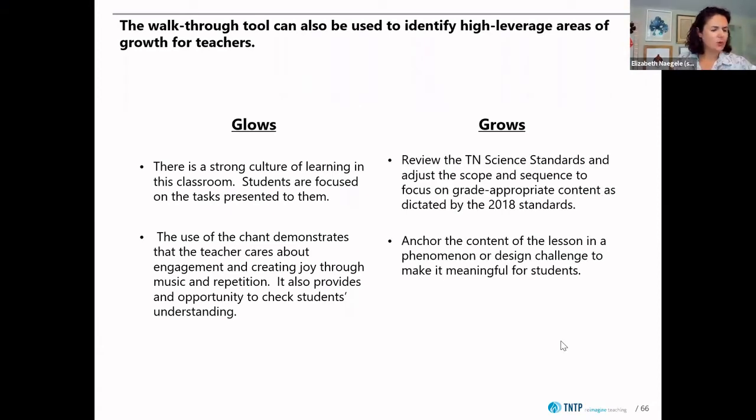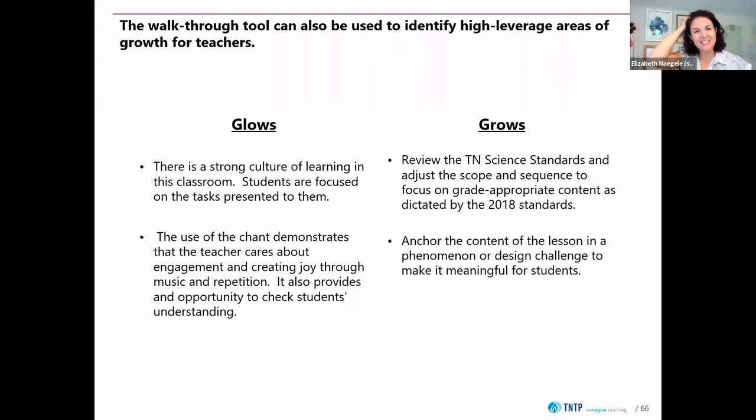So I had two grows that are related to that. I sort of phrased them as how I might present them to the teacher. The first thing that I said was that I would review the Tennessee science standards and adjust the scope and sequence to focus on grade appropriate content as dictated by the 2018 standards. As we said, this plant parts is really an old iteration of the standards, which perhaps this teacher hasn't updated in their current content. And then anchor the content of the lesson in a phenomenon or design challenge to make it more meaningful and stickier for kids. So we didn't see that in the video that we watched.